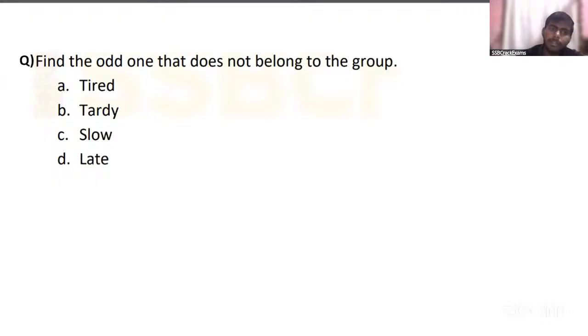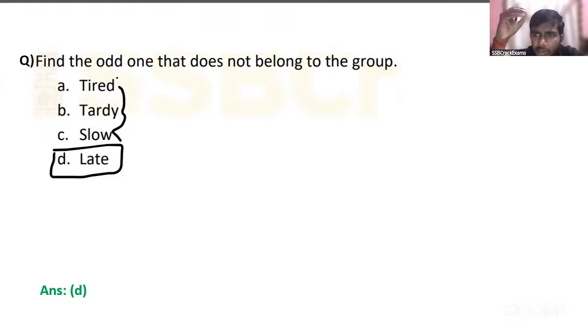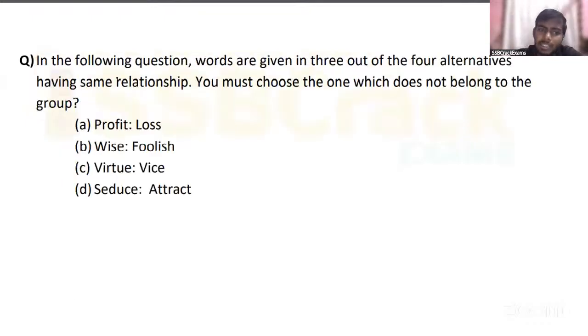Okay, let's see. Tired is there. Tardy is there. Slow is there. Late is there. Again, this will say about your English, right? How much English do you know? According to that, they will give the answer. See, late is totally different. It does not connect to slow, tardy, or tired. They are similar words. You are slow, you are tired, you are tardy. But late is totally different. That's why late is the answer.